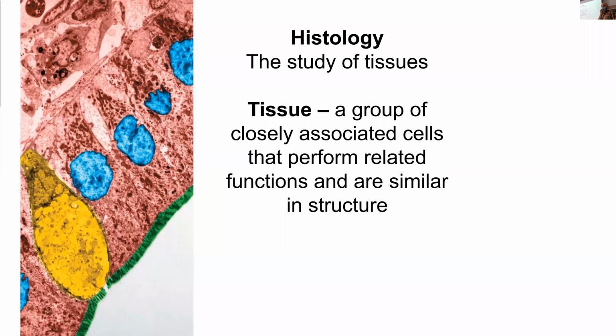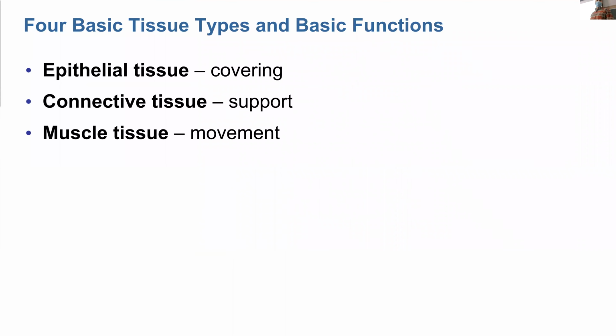Okay. All right. Histology, as you remember, is the study of tissues. Tissues, importantly, are a group of closely associated cells that perform related functions and are similar in structure. So they're cells that work together. They're more or less the same, and they do more or less the same function as they work together. You might remember there are 4 basic tissue types. Epithelial tissue primarily covers your body and organs. Connective tissue provides support and protection. Muscle tissue provides movement, and nervous tissue provides control of your body, right?